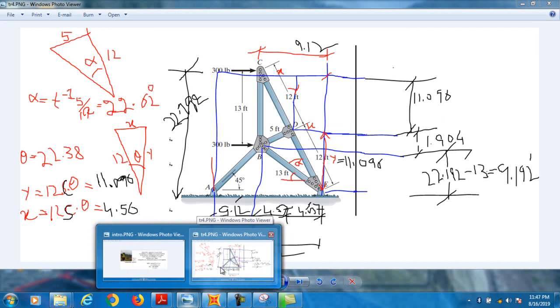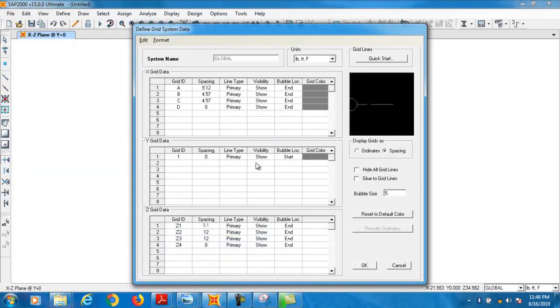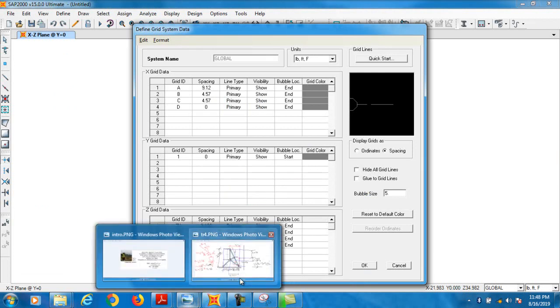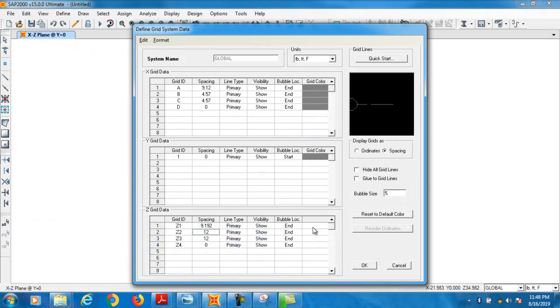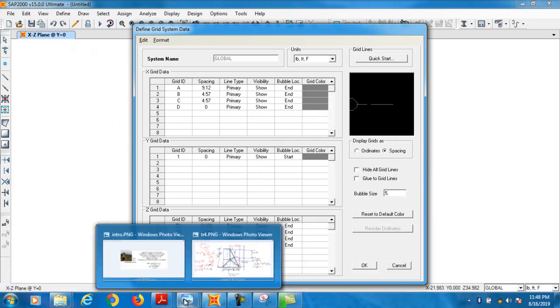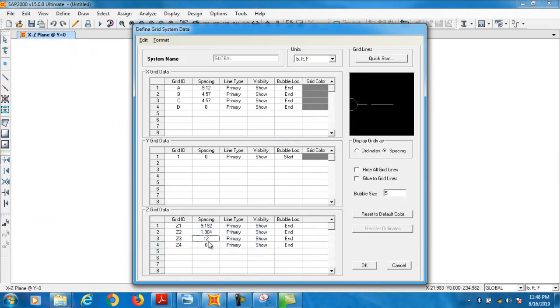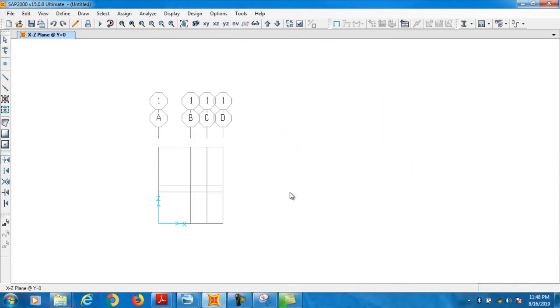9.192. Clear? 9.19192. Clear? And from Z2 to Z3, you have a spacing of 1.904. And from Z3 to Z4, this is the last spacing, and that will be 11.096. Okay. So these are our final spacing. Make sure the unit is foot. Clear? Okay. This is our required grid.